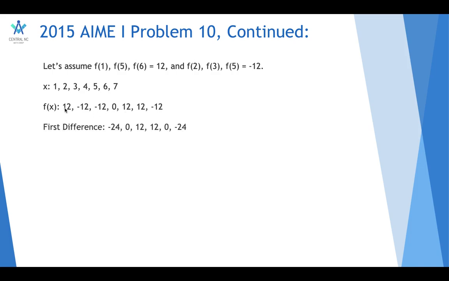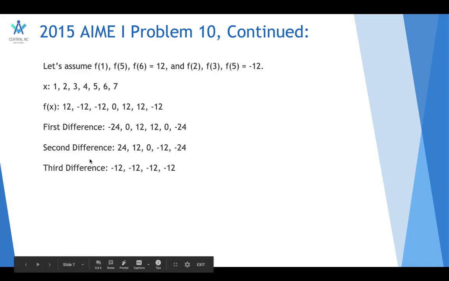So the first difference between these first two terms, you subtract 24. Between these two terms, it's going to be no change, so that's 0. Here we'll add 12, here we'll add 12, here it won't change, and here you'll subtract 24. And then the second difference, here you'll add 24, here you'll add 12, here you'll add 0, here you'll subtract 12, here you'll subtract 24.